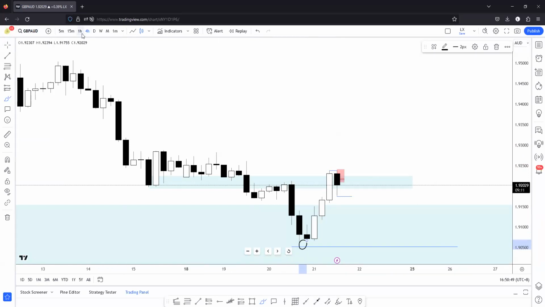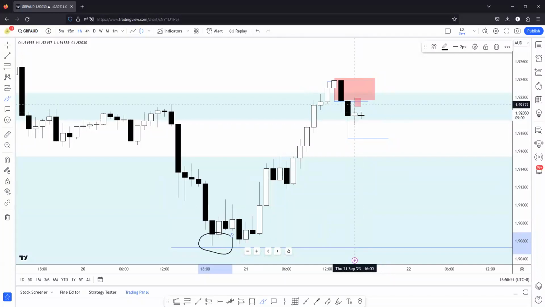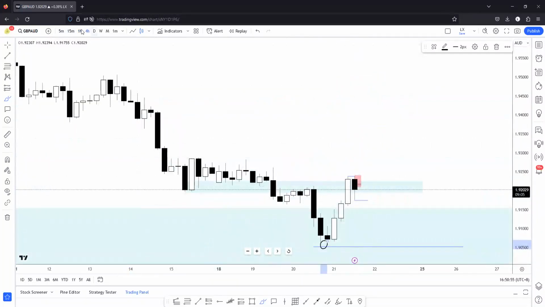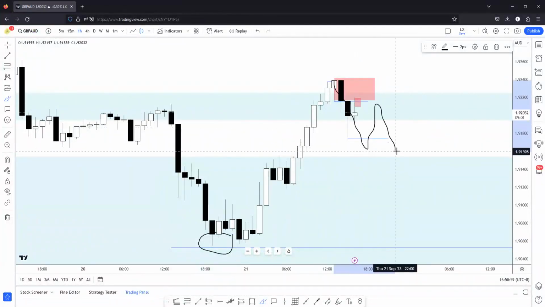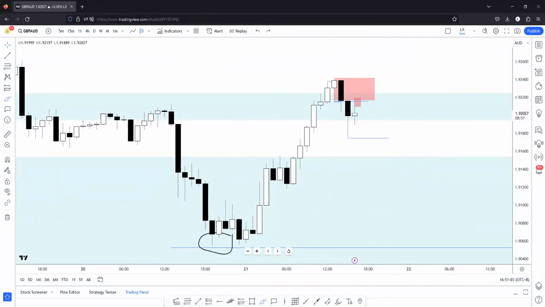So this is where we are right now on Pound Aussie. I do think that this is a supply region. And on the higher time frame, you can see consolidation. So what's better is if there is a clearer structure. Ideally, you want to see clear lower lows and lower highs if price is really pushing into this low here.